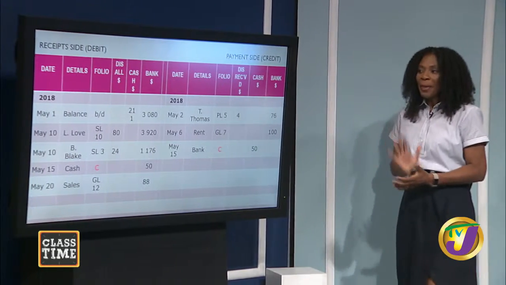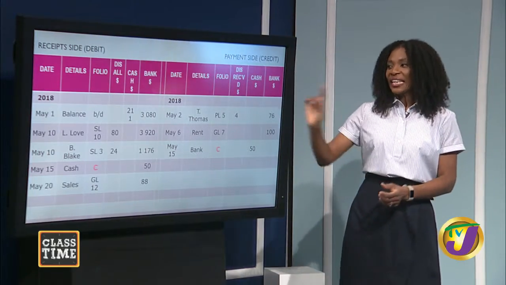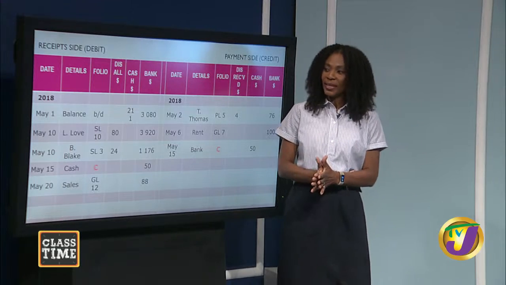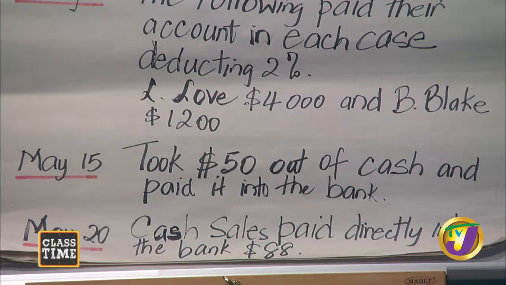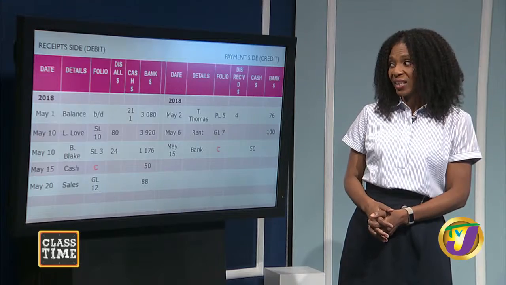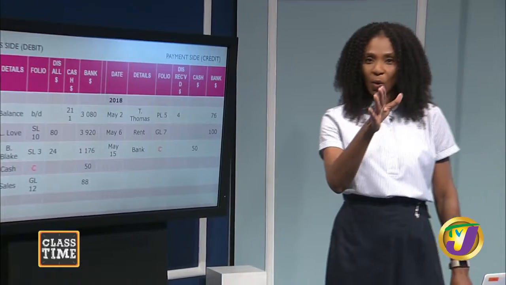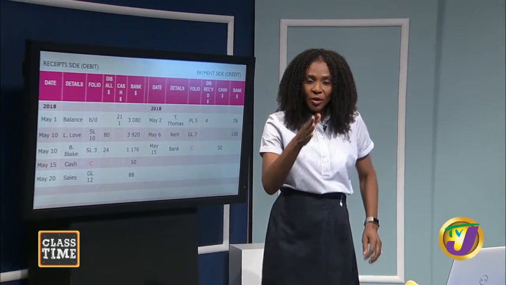Now, on May 20, what happened? Let's look at our flip chart here. On May 20, cash sales was paid directly into the bank. Would that be a contra entry? No. Why not, it having the word cash and also the word bank? Hold it. For a contra entry, you must take it out of one and put it into the other.